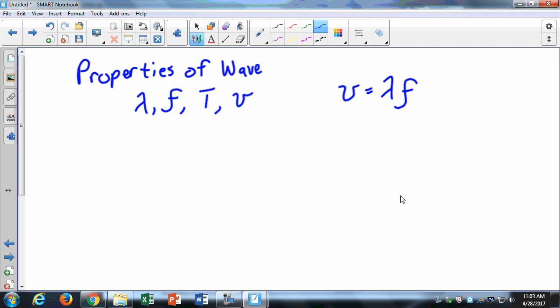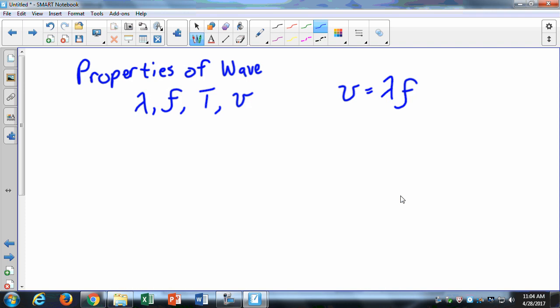But remember that the speed of the wave is dependent only on the medium. If I change my wavelength, the speed doesn't change, but my frequency changes, with the caveat that we saw with a string. The speed is dependent upon the medium. So if I change my wavelength, my frequency changes, but not my velocity.